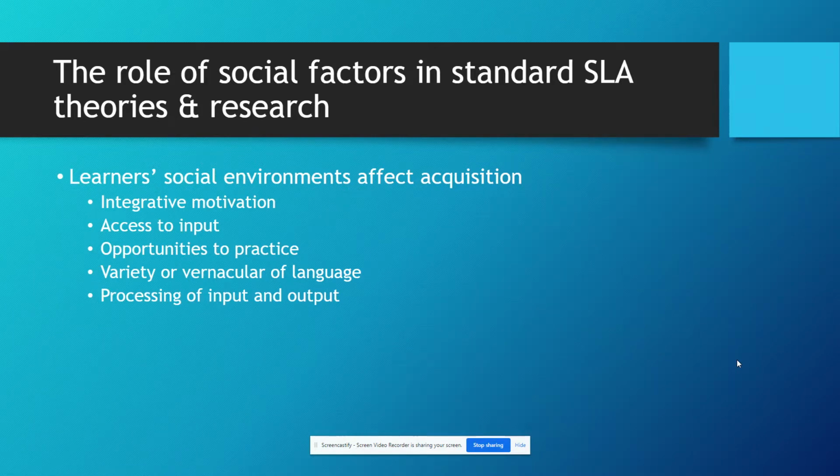In this course, we have already discussed theories of SLA that acknowledge how learners' social environments affect their second language acquisition. Most theories of SLA acknowledge that learners' social environments affect their motivation, their access to input, their opportunities to practice using the language, the variety or vernacular of language they learn, and even their processing of the input and output. In this lesson, however, we will learn that there are schools of thought in SLA that believe that the social domain is even more than that.